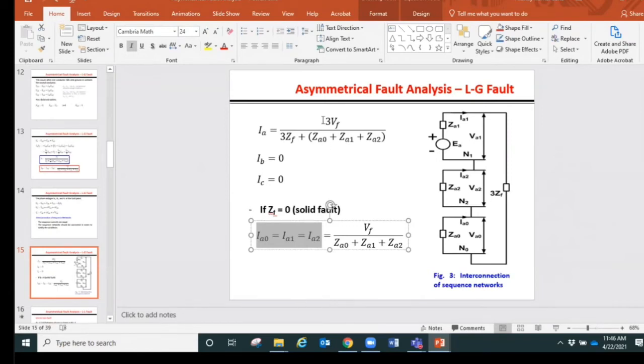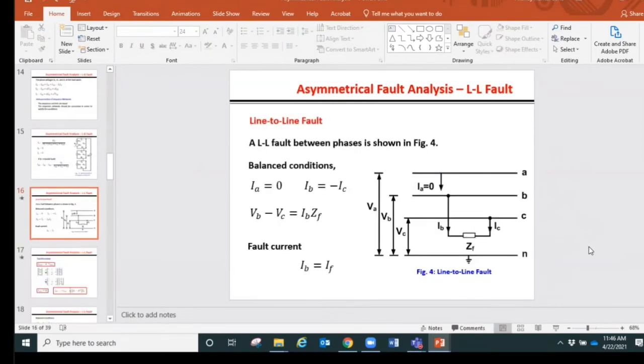And if the fault impedance ZF is 0, we call it solid fault, bolted. Sometimes they write it like that, bolted 3-phase short circuit or bolted fault, meaning there is no impedance present. So that's how we do the interconnection, and then we can calculate.